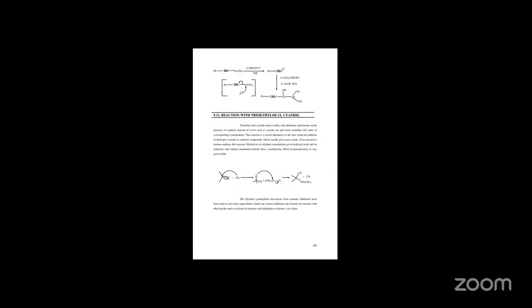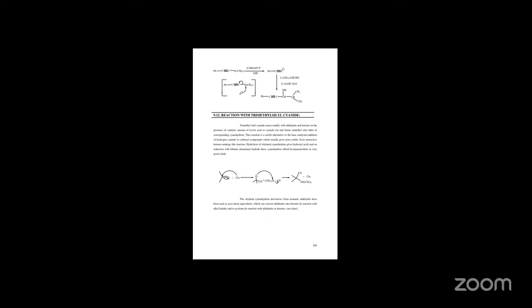Next, the reaction with trimethylsilyl cyanide. In general, when carbonyl compounds react with CN minus, the CN minus attacks the carbonyl carbon, and an alpha-cyano hydroxide anion is formed.